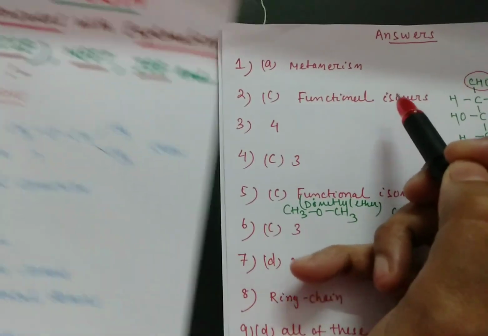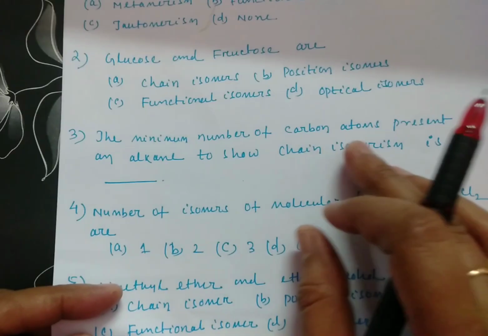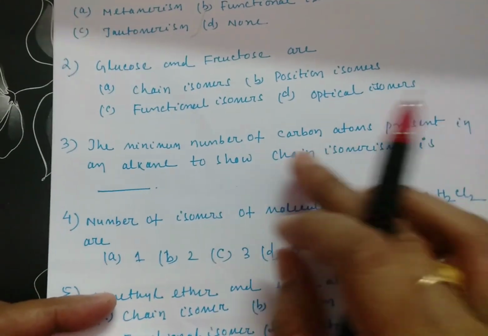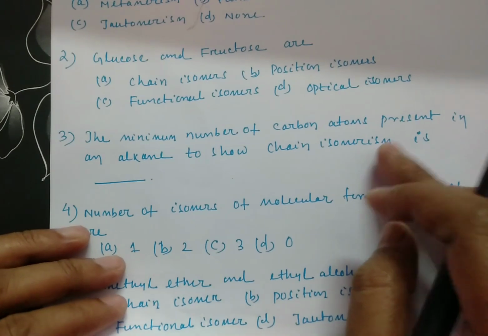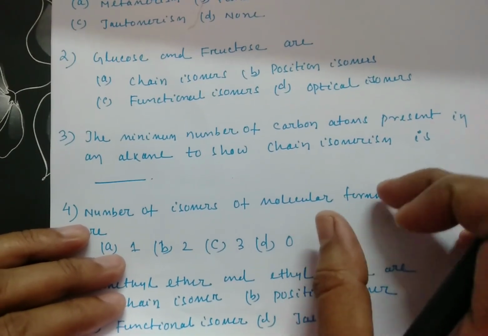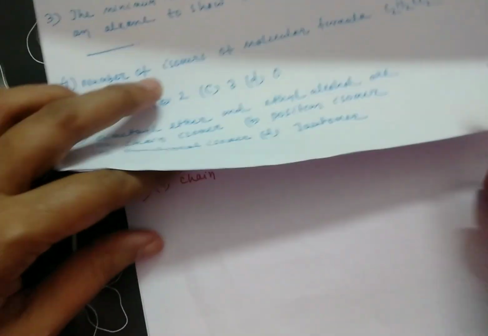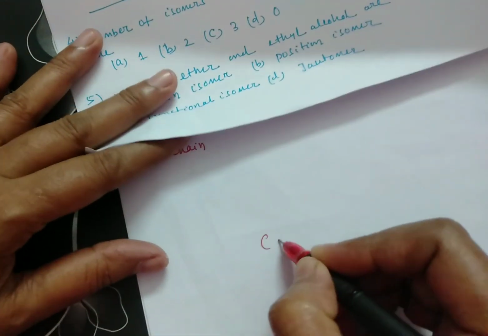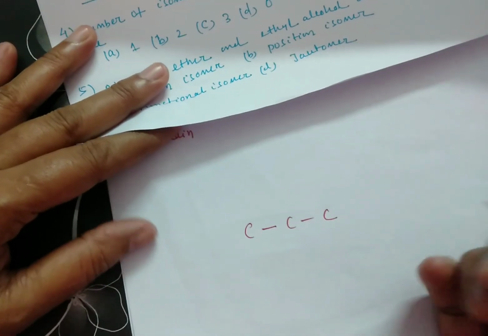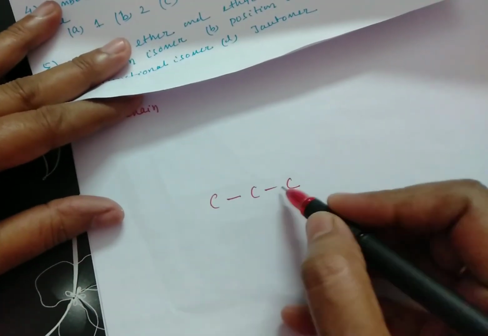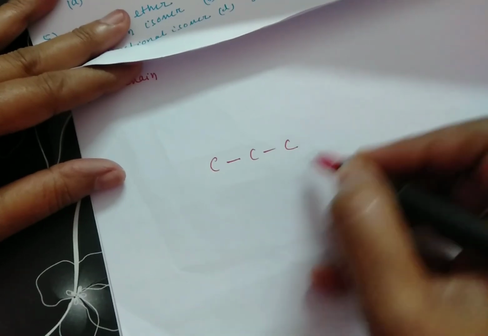2C, functional isomers. Okay, now the third question is: the minimum number of carbon atoms present in an alkane to show chain isomerism. You all know this. Minimum number of carbon required is 4, because we know that if I write a compound like 1 2 3, there is no chain isomerism possible. So minimum chain isomerism is possible for 4 only.